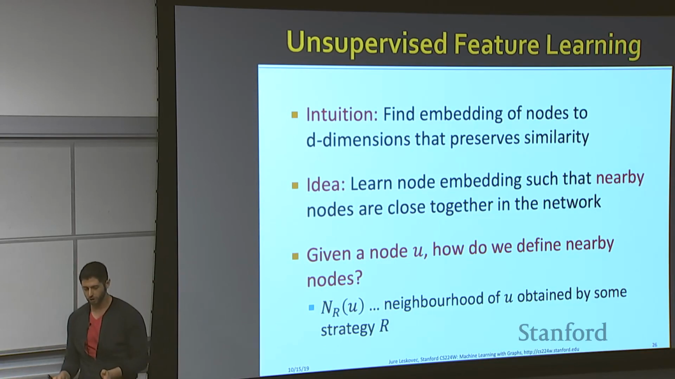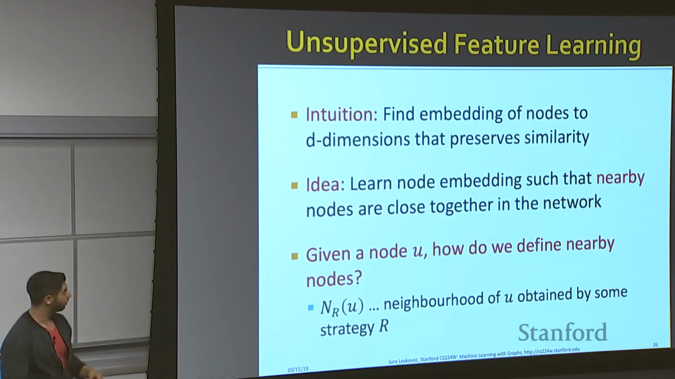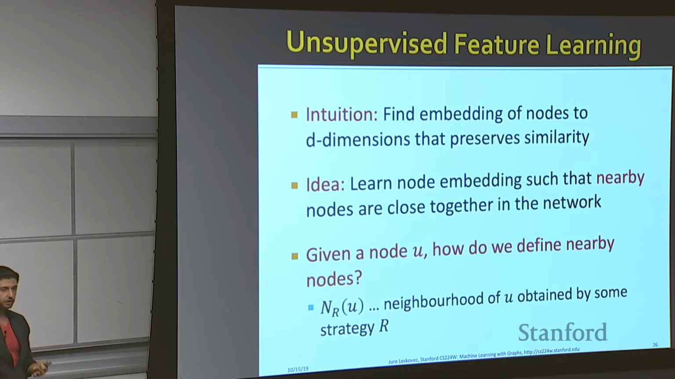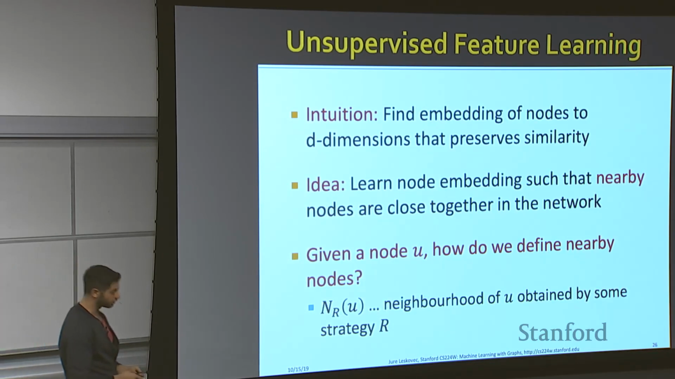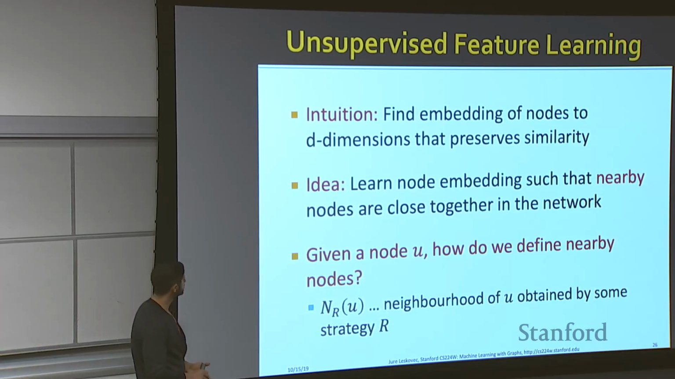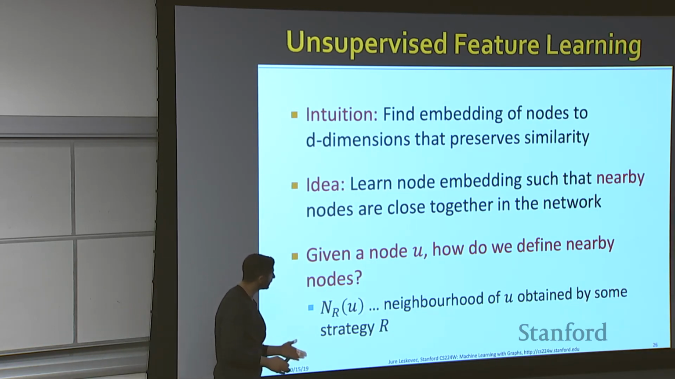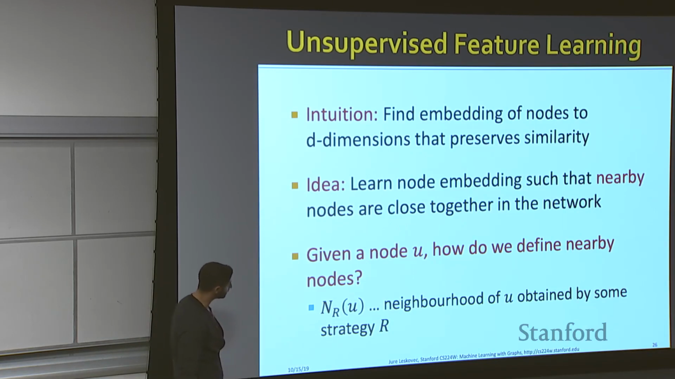All right, so how do we perform our unsupervised feature learning? Everything that we're going to be seeing today, contrary to what we talked about on Thursday, is going to be unsupervised. So we don't need any external labels. We are just going to go from the topological features of the graph to our embedding representation. Again, intuition: we're going to find the embeddings of nodes that are d-dimensional and that are preserving the similarity. What we want is to learn these embeddings such that nearby nodes are close together in the network.